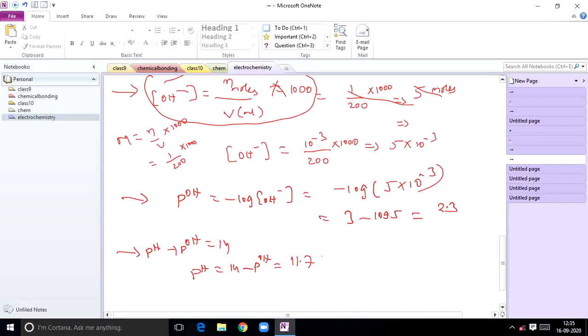So these are somewhat today's class IIT level questions. More than one, there are 4 questions. Be careful while every point you try to understand.